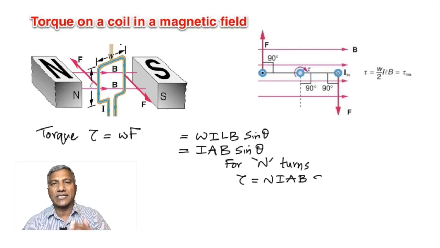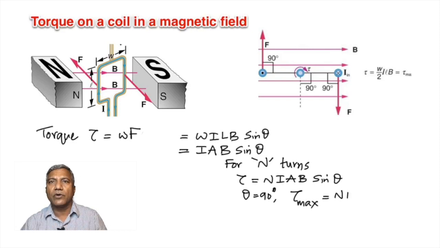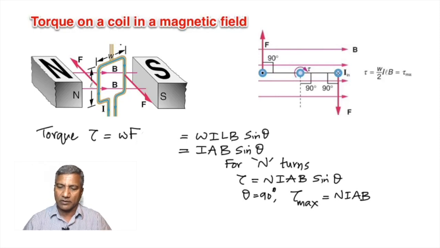Now if the coil has n number of turns, then you've got to multiply this with n, where n is the number of turns in the coil. So ultimately, the torque acting on the coil is given by NIAB sine theta. Again, n is the number of turns in the coil, I is the current flowing through the coil, A is the area of the coil, and B is the strength of the magnetic field. If theta is 90 degrees, sine 90 is 1, and then maximum torque acts on the coil.